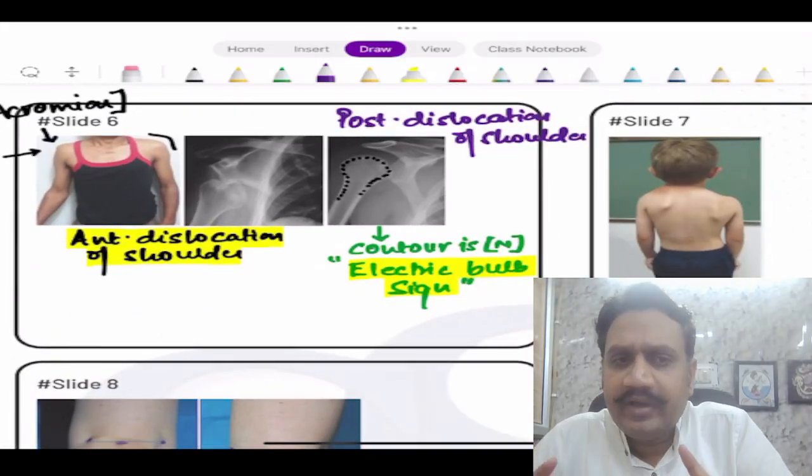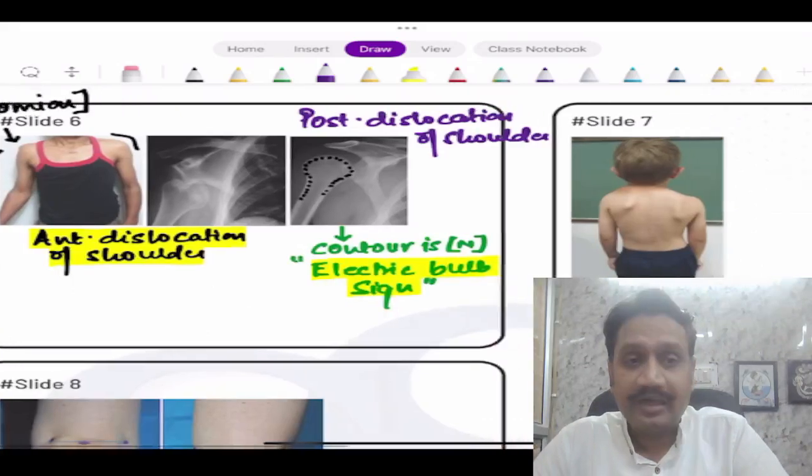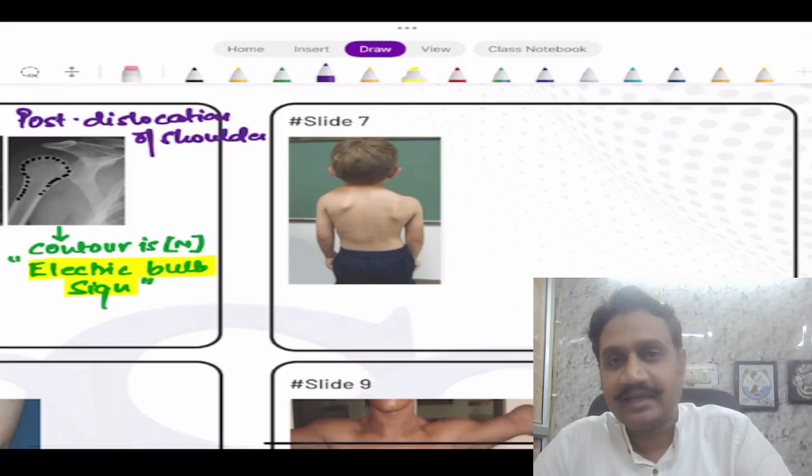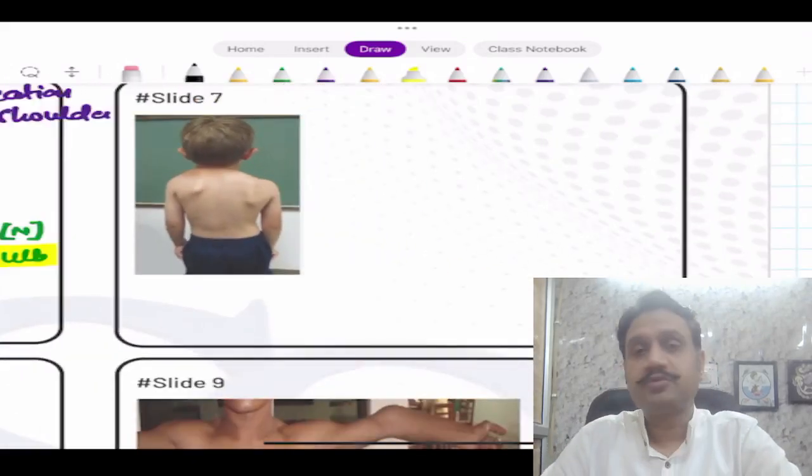One of the very repeated questions in your exam, after this dislocation around the shoulder, is a picture like this. Now in this picture we can have two problems or two issues.